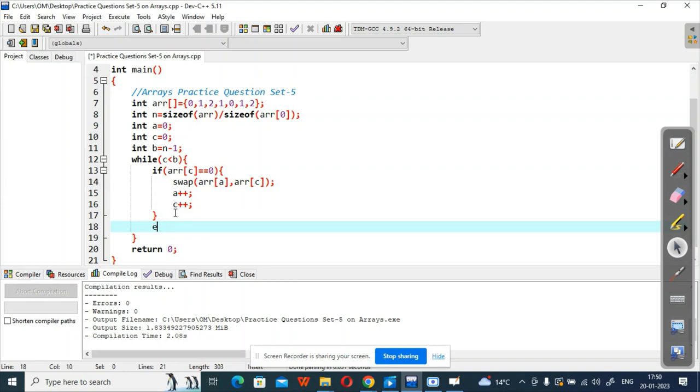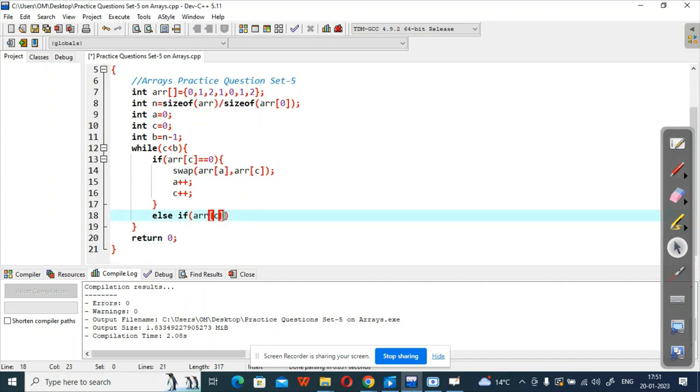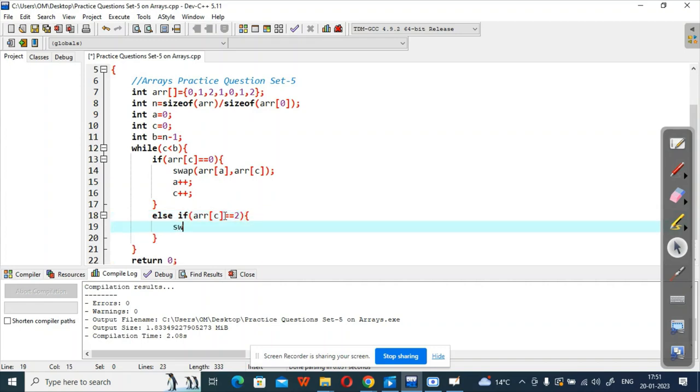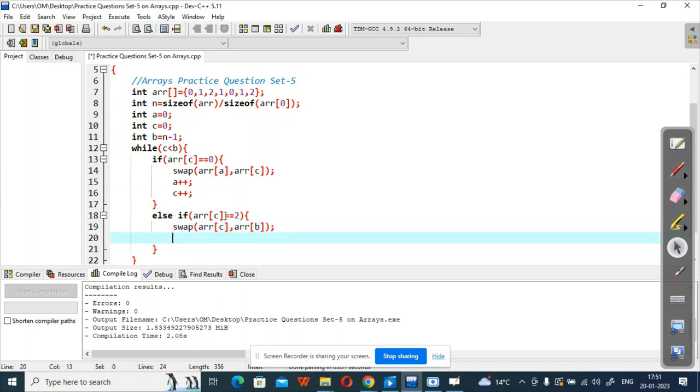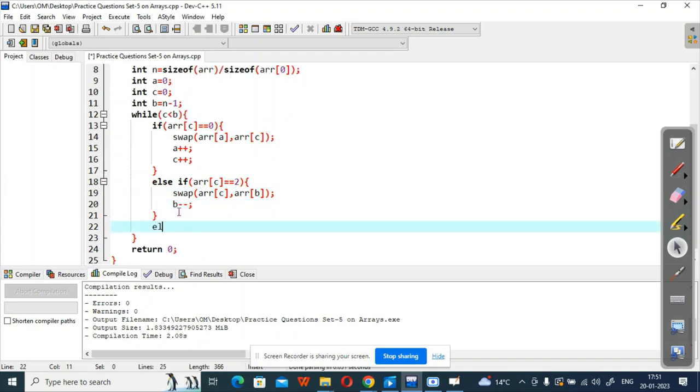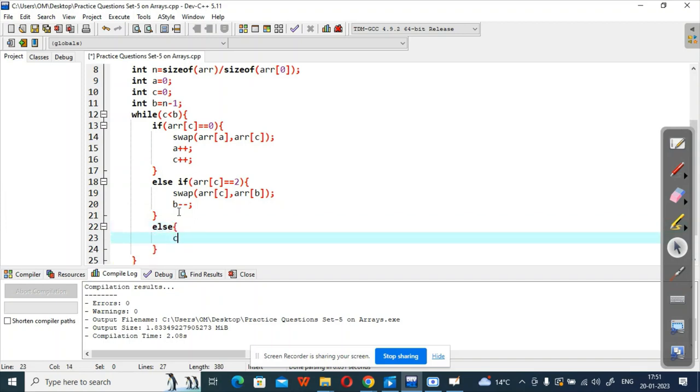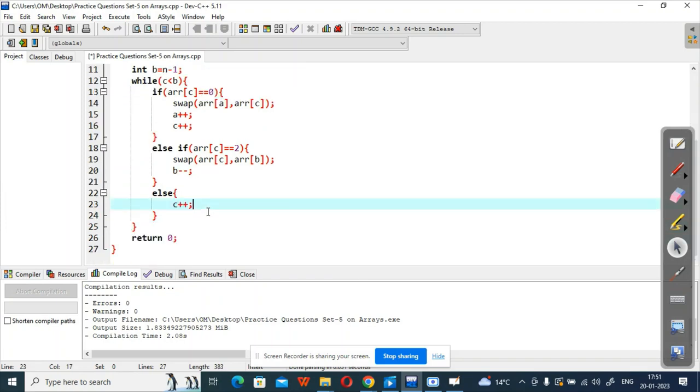Else if, when you have multiple if-else conditions, you have to do something like this. ARR of C is equal to 2, sorry. Then C knows that it has to hand over this value to the B variable. So swap ARR of C with ARR of B, and move B backward, because 2 is fixed at the correct position. Else move C++, because C is pointing to 1 and we have nothing to do.